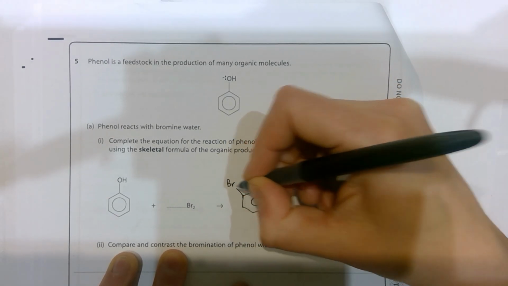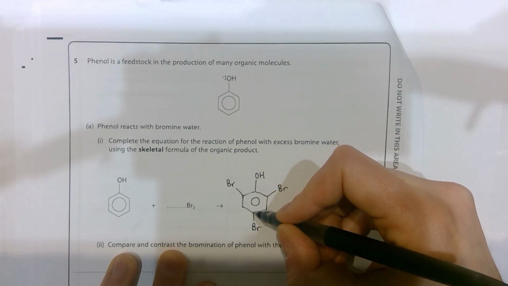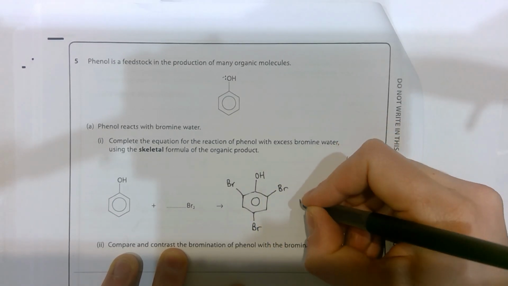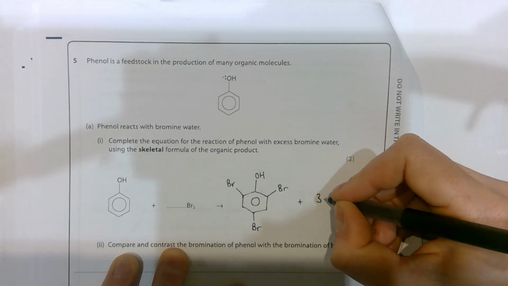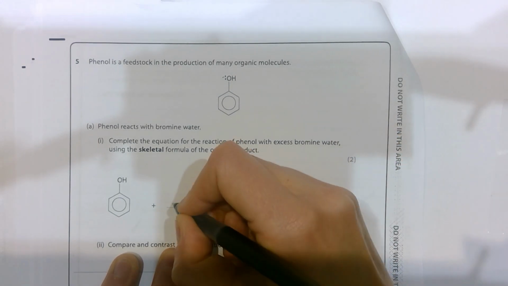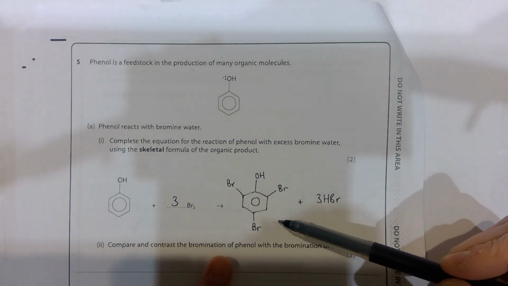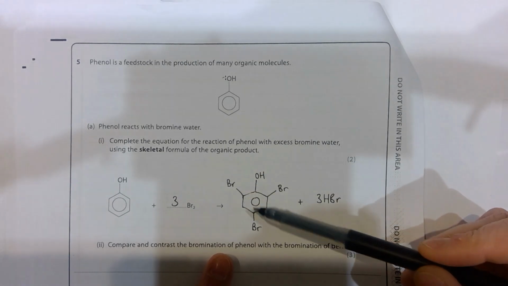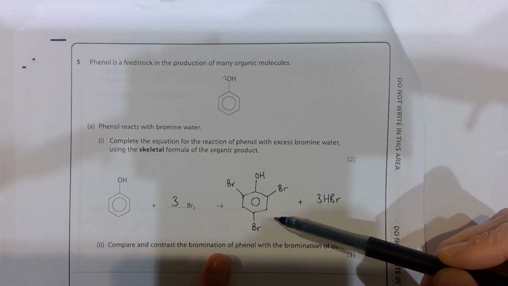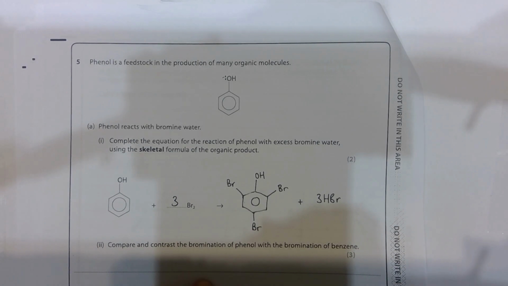And we would get bromine atoms joining on. So they've substituted for the hydrogens that were on those corners, which means that we've lost 3 lots of hydrogen, and they form HBr. So we've got over here 1 mark for our structure of 2,4,6 tribromophenol, and then 1 mark for the balanced chemical equation.